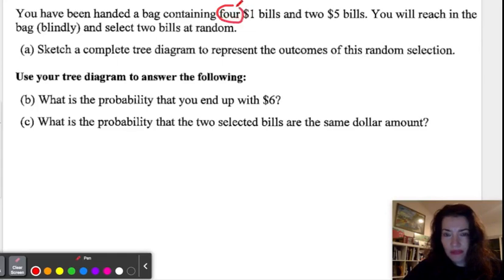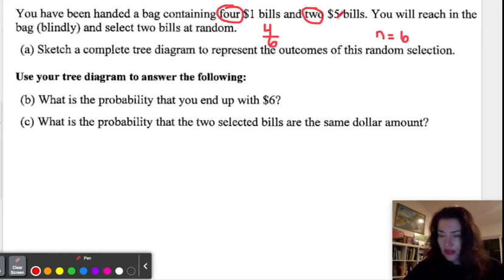It says we have 4 $1 bills and we have 2 $5 bills. So it's important to see the total amount. So our total sample size is 6. What would be the probability of selecting a $1 bill? We can already see that there are 4 $1 bills, so it would be 4 out of 6. And if we wanted to select a $5 bill, there are 2 of them, so 2 out of 6. So we start off with the probability of picking $1 being 4/6, and the probability of picking $5 being 2/6. But then we're going to pick another one.